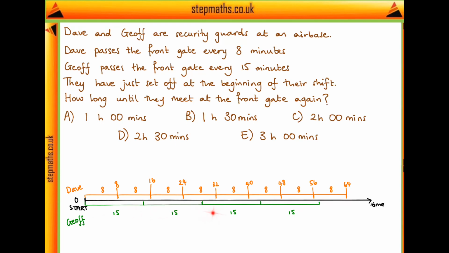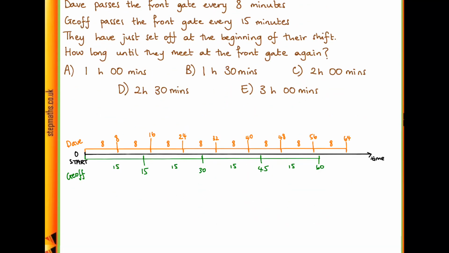And what about for Jeff? The first time for him would be 15, and then 15 minutes on from that would be 30, and then 45, 60, and so on. So we can see Dave's times are all multiples of 8, and Jeff's times are all multiples of 15. So what does that tell us? Well, if we want one of Dave's times to coincide with one of Jeff's times, then we're going to need a time that is both a multiple of 8 and a multiple of 15.